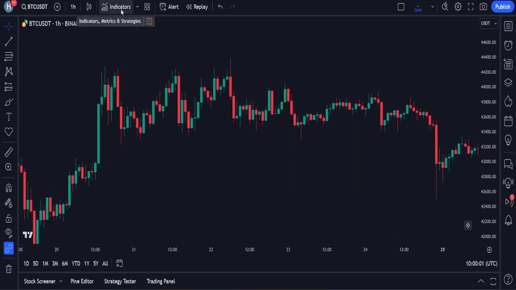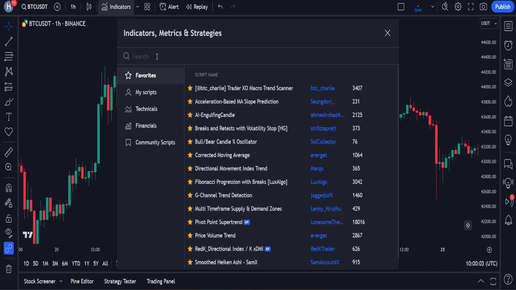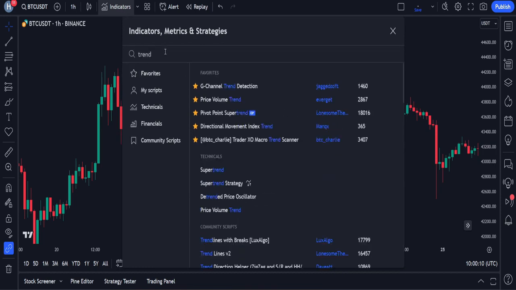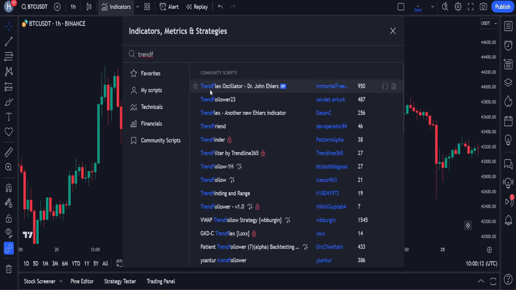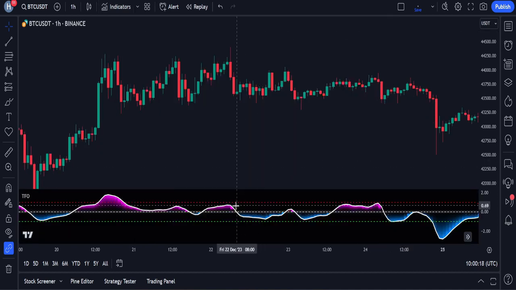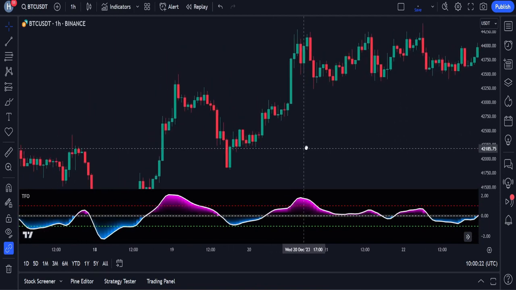beginning. So first of all, let's add the first and main indicator of our strategy to the chart. So for that, we will click on the Indicators tab and search for Trend Flex Oscillator, and then add this one, which is also an editor's pick indicator and is written by someone named Immortal Freedom. After clicking on it, you will see this beautiful indicator appear on your chart. You can see it's added here below the chart.